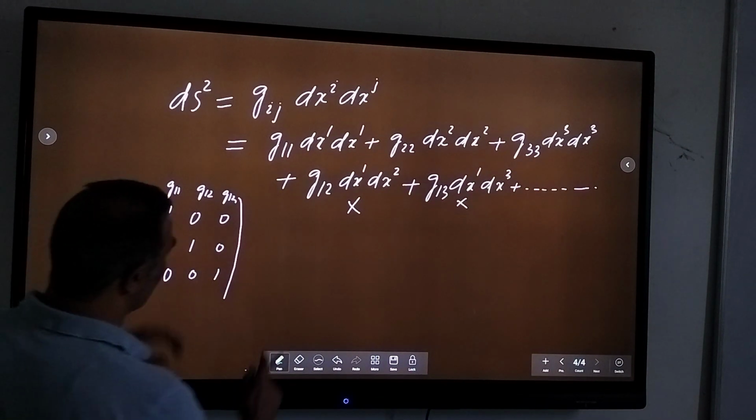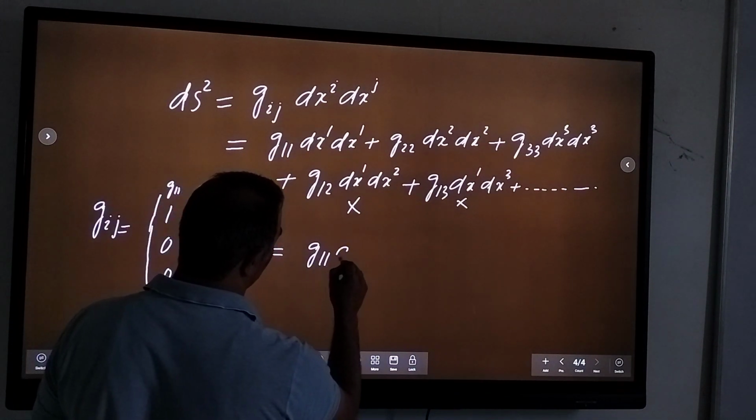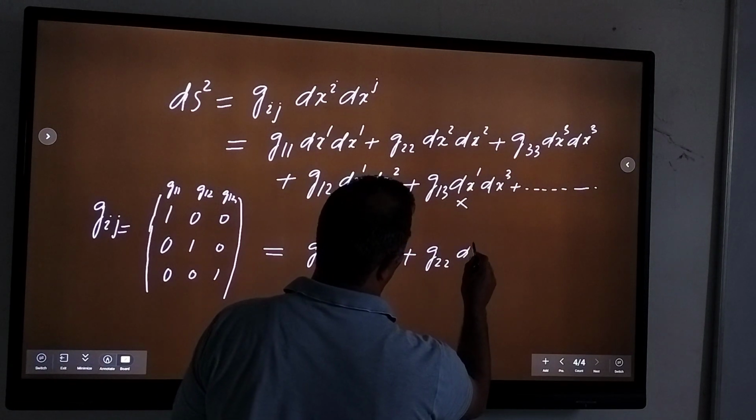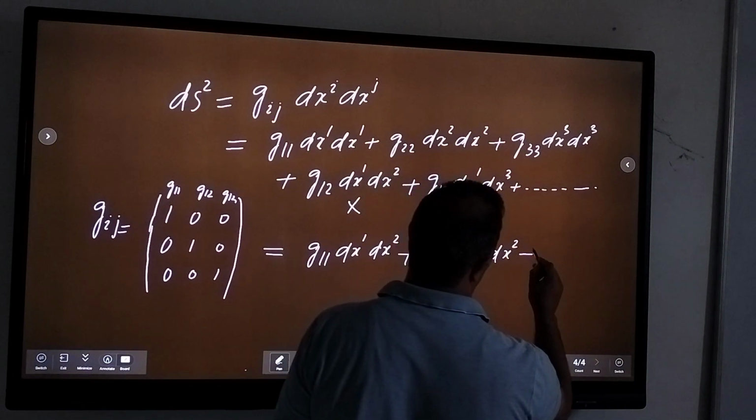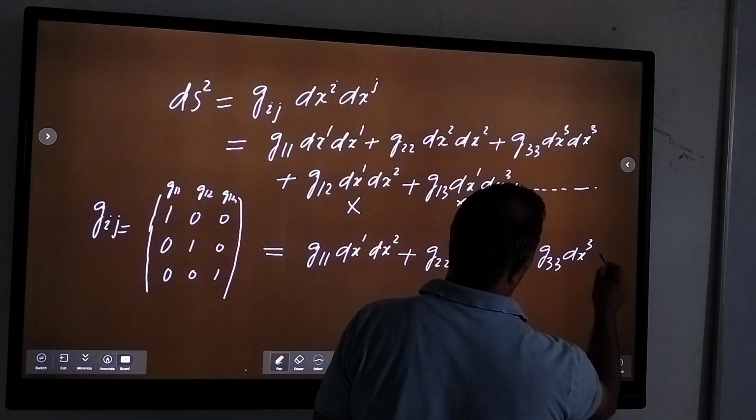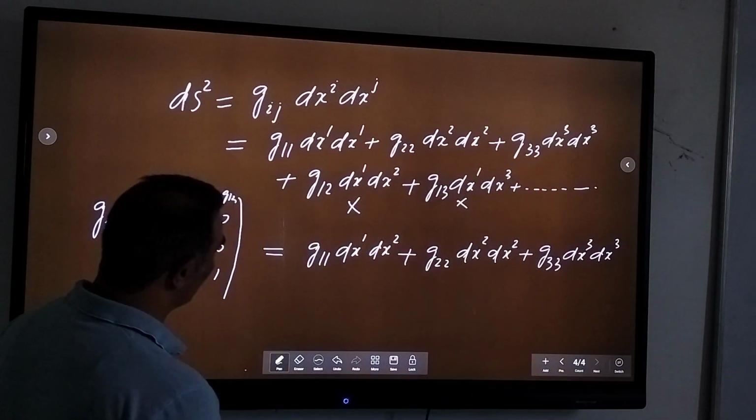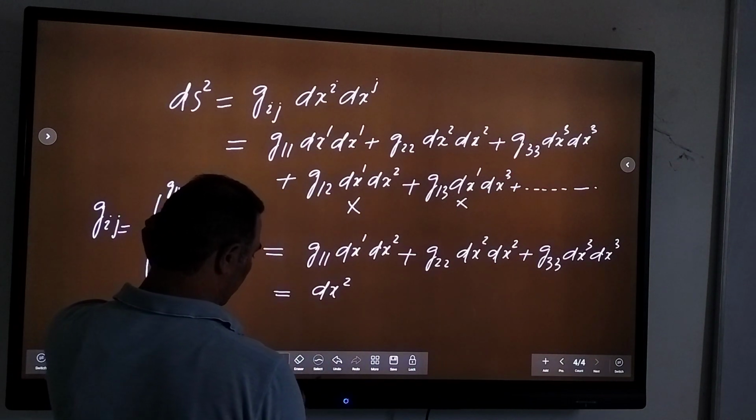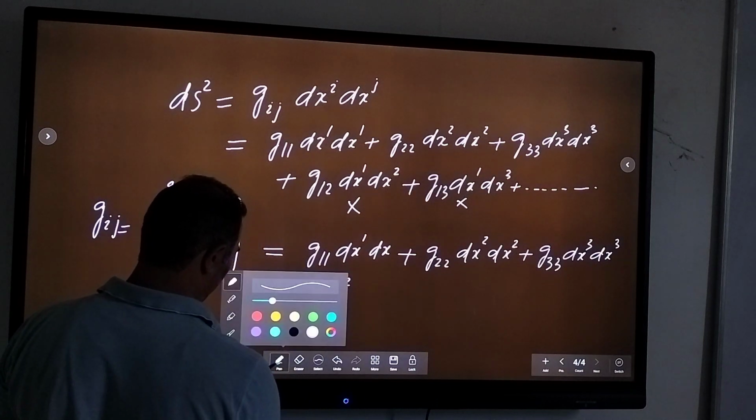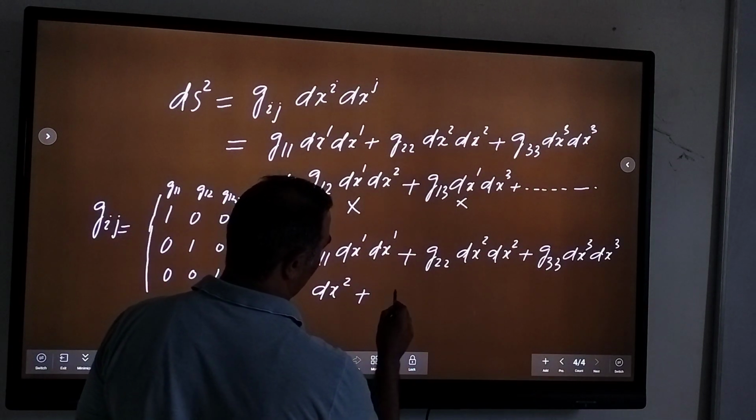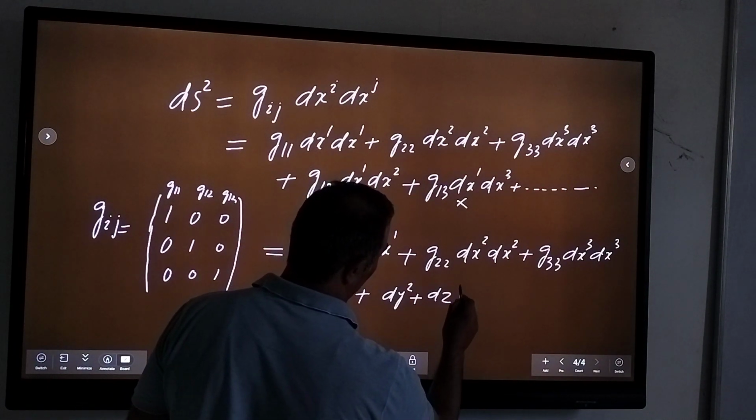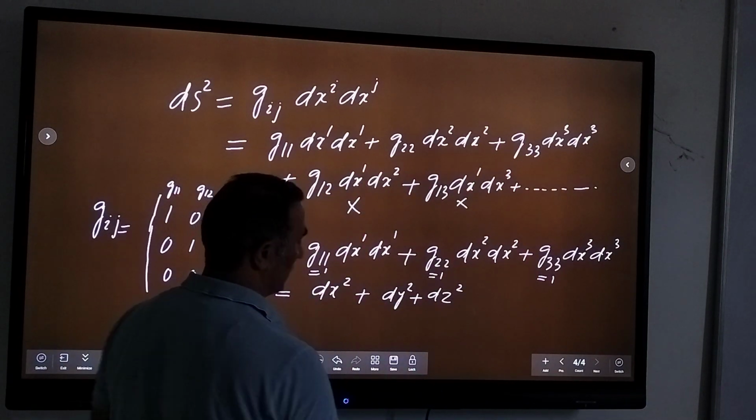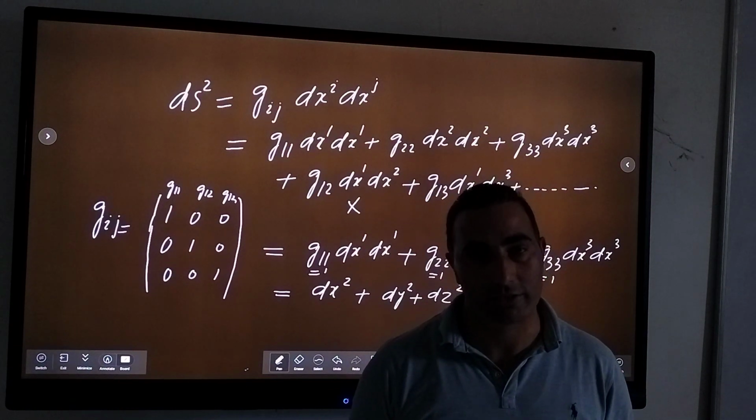So this is the form of the matrix. I should get here g11, which is simply 1. Because this is equal to 1, this is equal to 1, this is equal to 1, I should get dx into dx, dy into dy, and dz into dz. So I should get this thing.